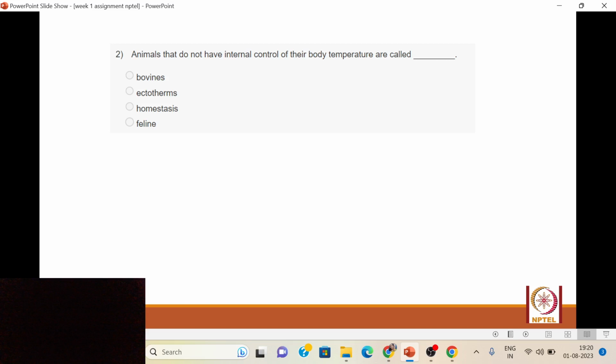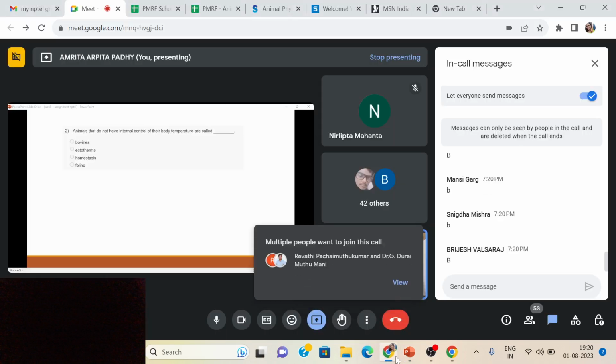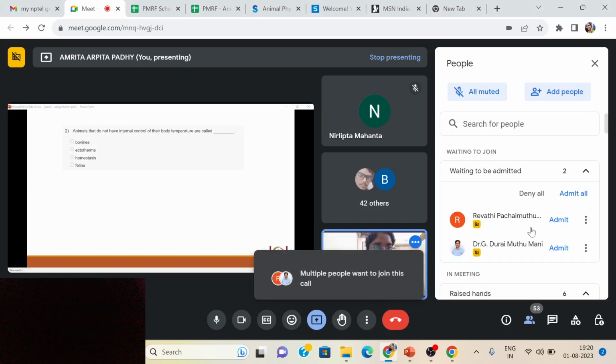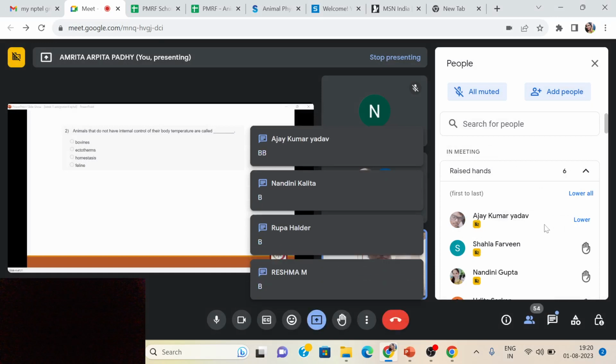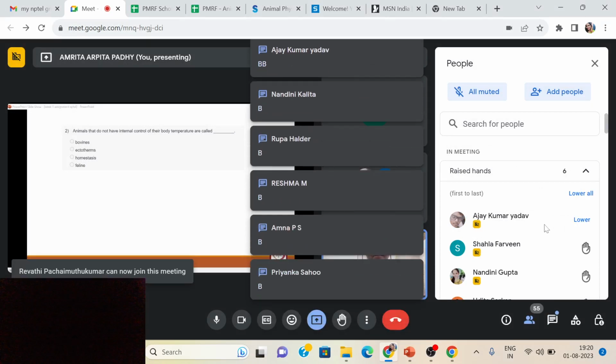Animals that do not have internal control of their body temperature are called dash. Bovines, ectotherms, homeostasis, feline. Again, a very, very simple question.